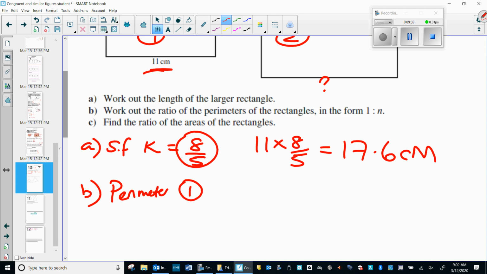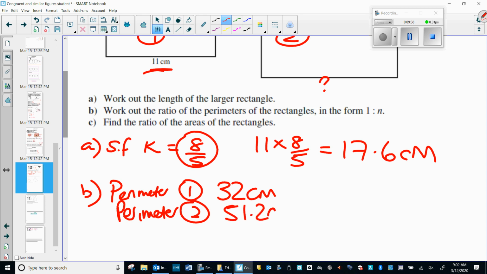32. How do we get that? You're adding up all the sides. Just a reminder, I've seen too many people just add the 2 numbers, or even multiply those numbers. That will give you area. So what do you say was 32? What's the perimeter of shape 2? 51.2.